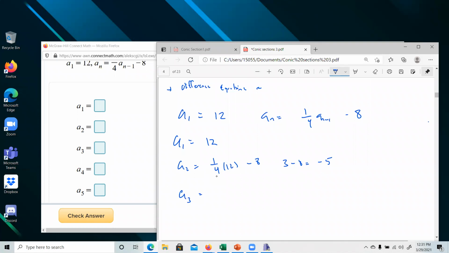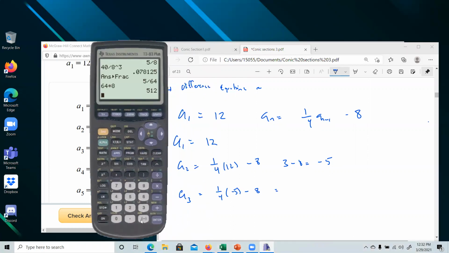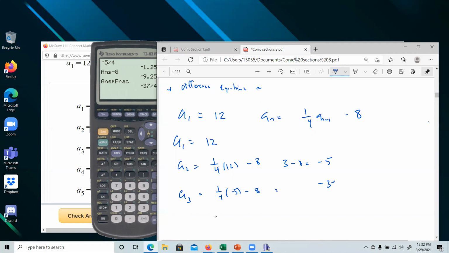a3 is 1/4 times negative 5 minus 8. I'm not going to attempt it in my head. Let's see what we have here. We have negative 5/4 minus 8. And again, they're going to want it as a fraction. So we're going to go ahead and write this as negative 37/4.